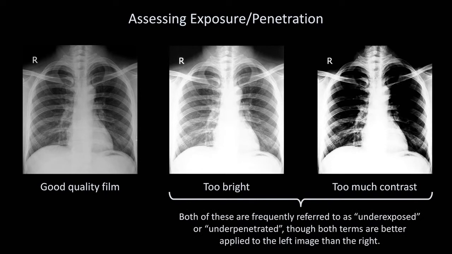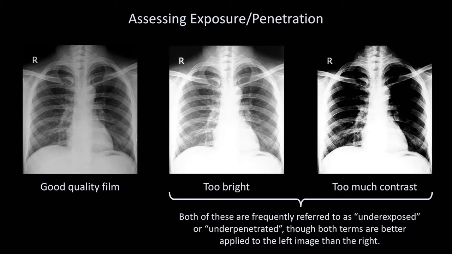The imperfections in the middle and right films are frequently referred to as underexposed or underpenetrated, though both terms are better applied to the left image than the right. For digitally processed images, excessive brightness can occasionally be corrected when viewing the image, but improvements with contrast problems are usually very limited since critical detail was not captured at the time of image acquisition.